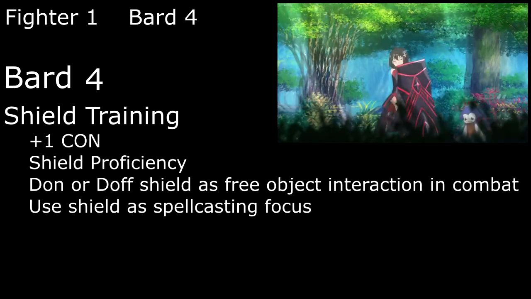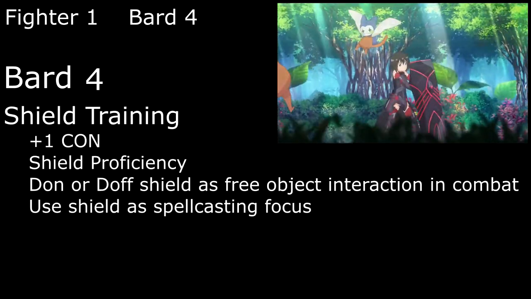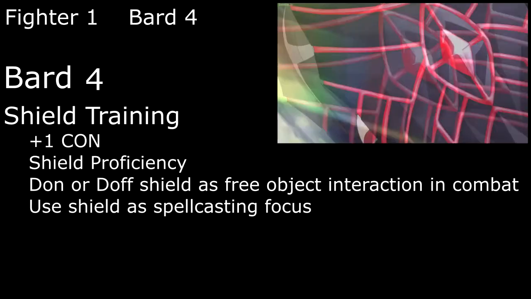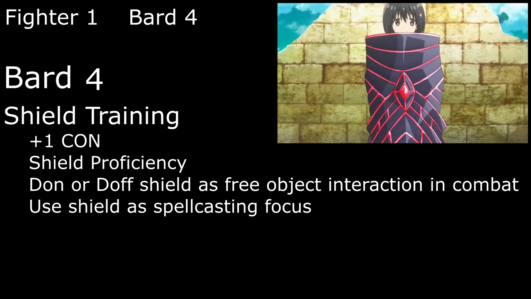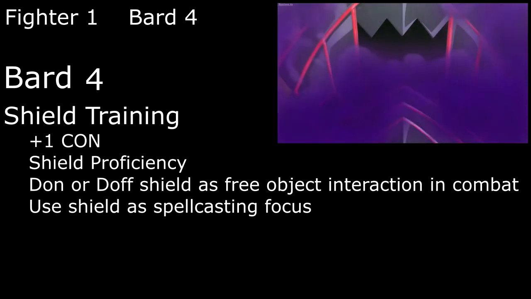Fourth level gets us our first ability score improvement. The Shield Training feat rounds off our constitution to 18, gives us proficiency with shields, and lets us pick up or throw down our shield as a free action. But more importantly, it lets us cast spells with our shield by letting us use it as a spellcasting focus.